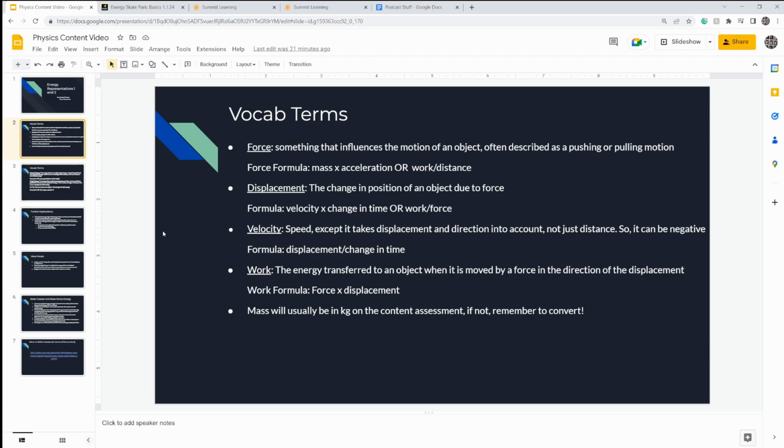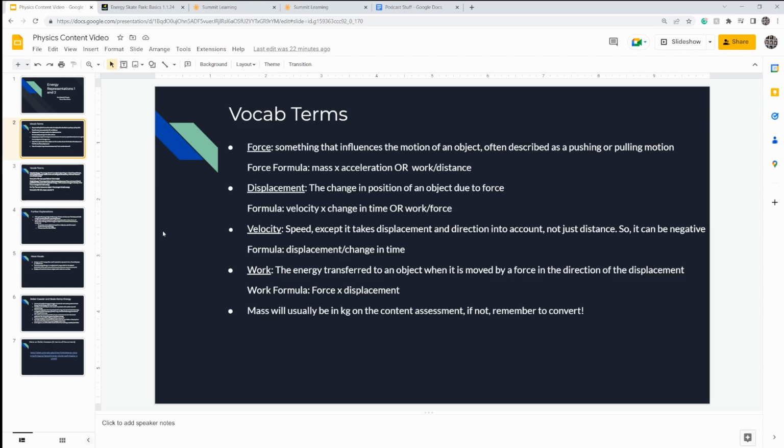And then displacement is the second vocab term. The displacement is the change in position of an object due to force. You can think of it like distance. It depends on where the object is moving from its starting point. Like, let's say your car starts from your house, and you're driving to school. That's the displacement, like how many miles you drove, right?